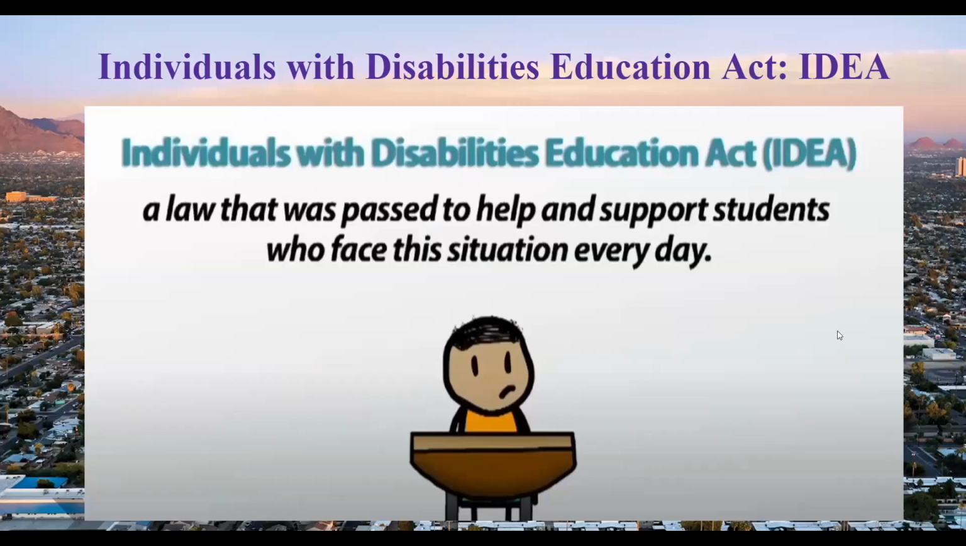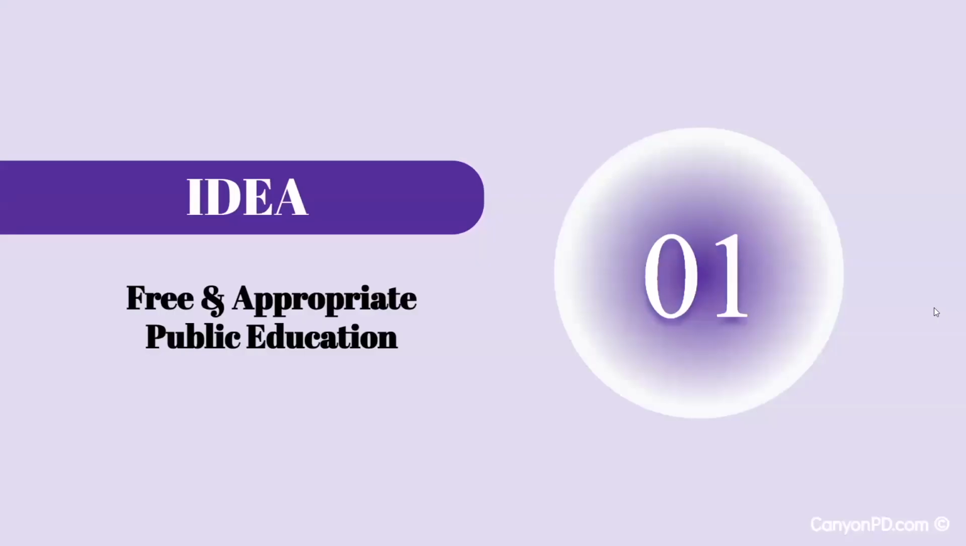Okay, so we got a brief overview of some of the components of IDEA and a summary of how it impacts students with disabilities. Now we're going to look in a little more detail into the 6 specific components of IDEA. The first is called free and appropriate public education, and sometimes we call it FAPE for short. So let's break down the words of this component.